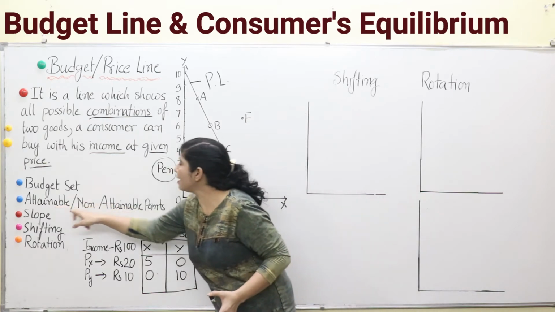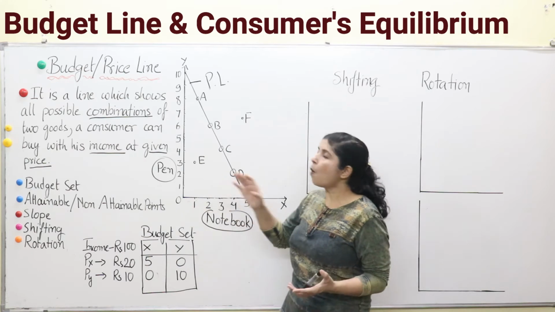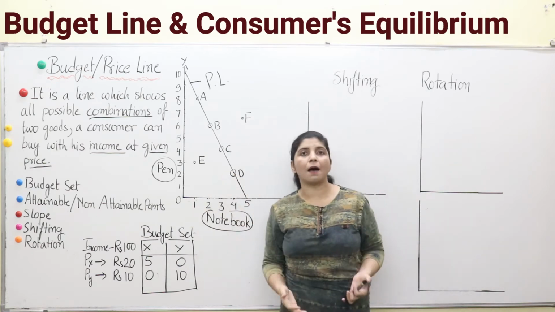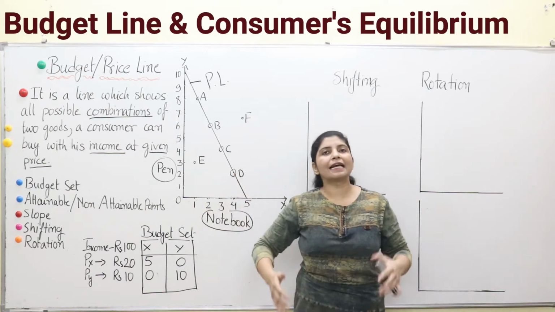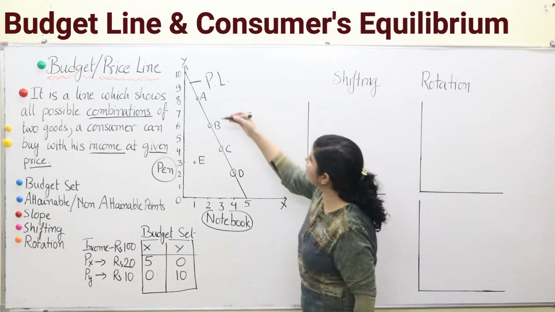Then attainable and non-attainable combinations, or points. What are attainable points? That means points which a person can attain, which are feasible for him. So what are the attainable combinations?